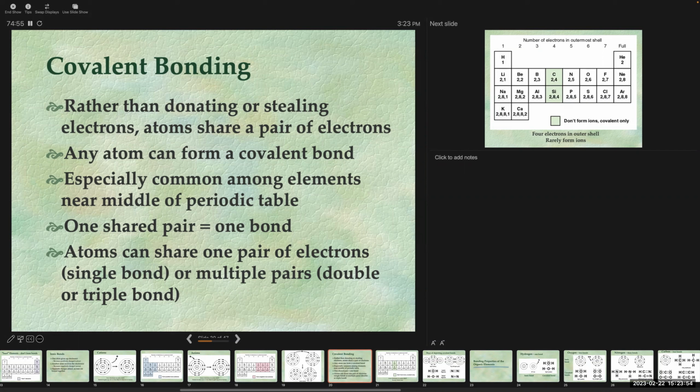But atoms can also share multiple pairs of electrons. So they could share 2 pairs to make a double bond. There are even some molecules where atoms will share 3 pairs of electrons, so a total of 6 electrons, to produce a triple bond that would be represented with 3 lines.